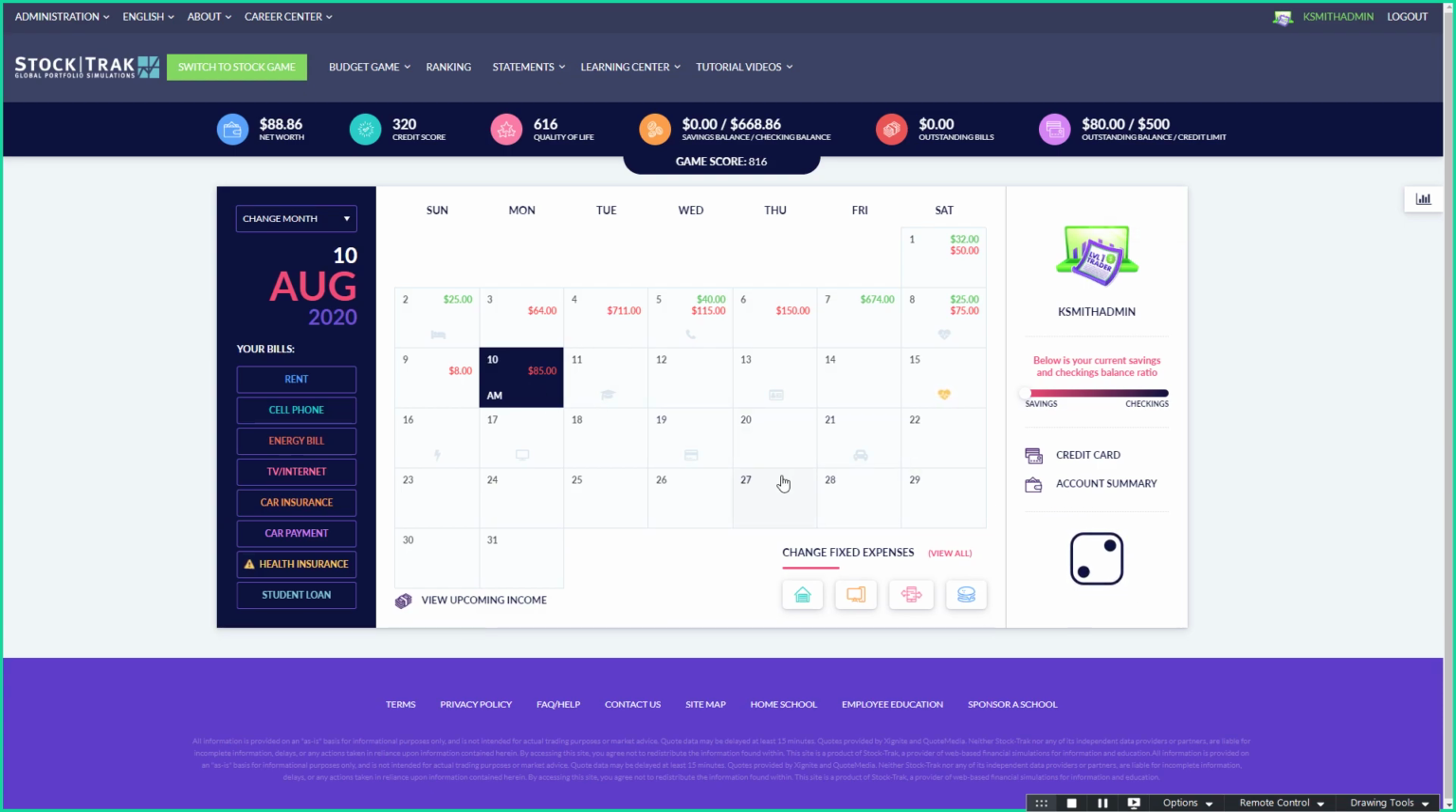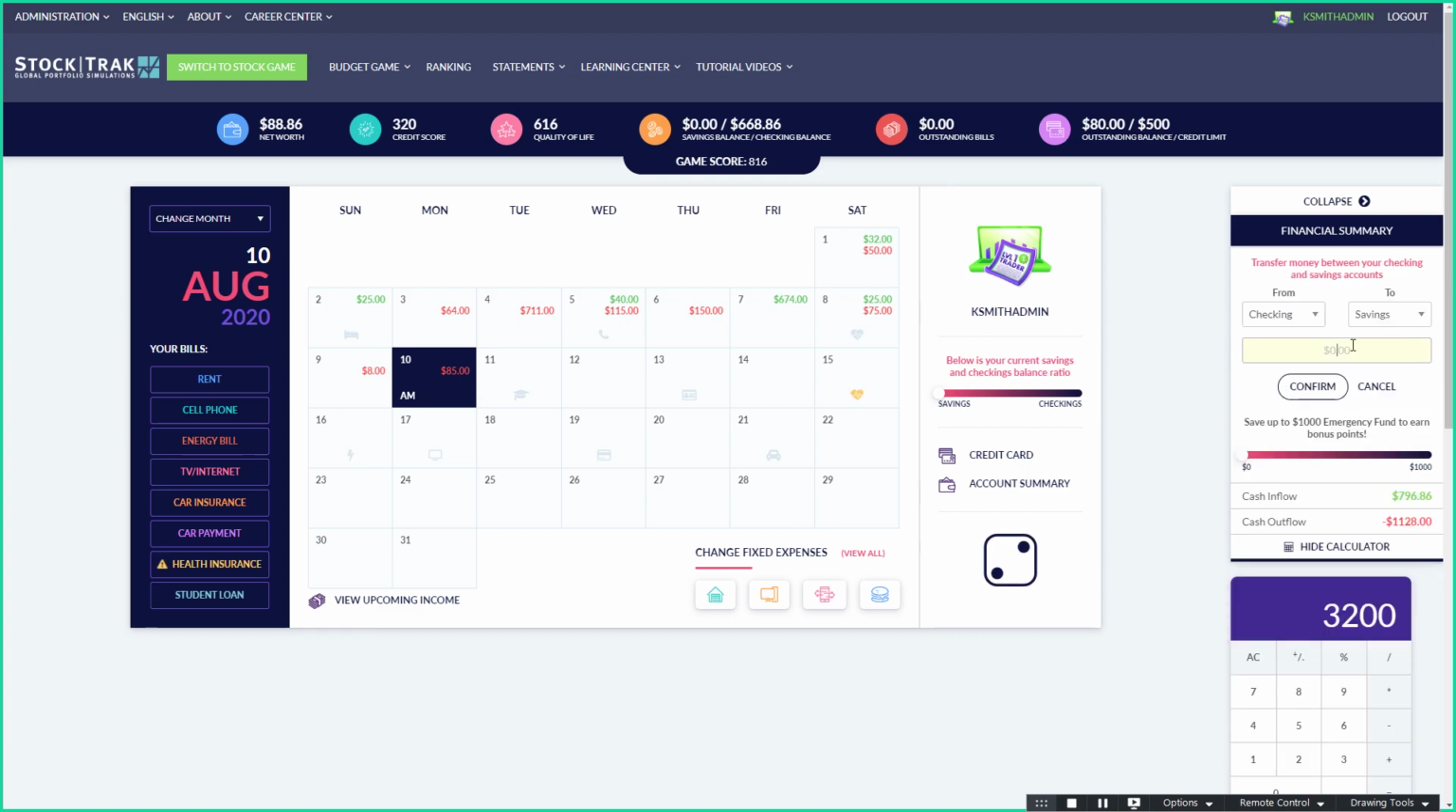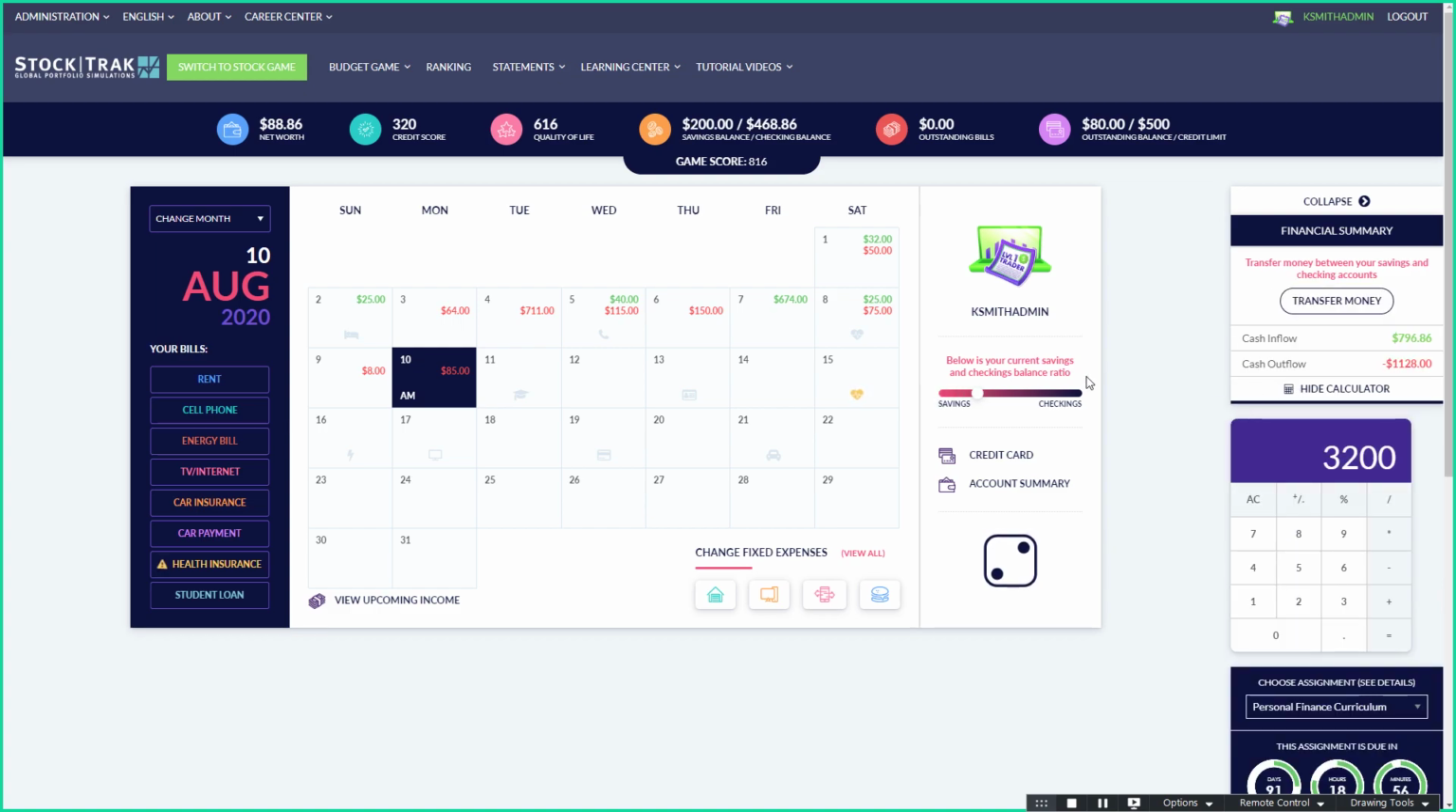As more progress goes through, the act of managing the bills gets coupled with trying to build up their savings balance, so transferring money from their checking account to their savings account regularly to build up an emergency fund. Let's transfer a little bit of money here now. I can see my savings ratio has changed. And there are several other game objectives that I'll get into in a second.